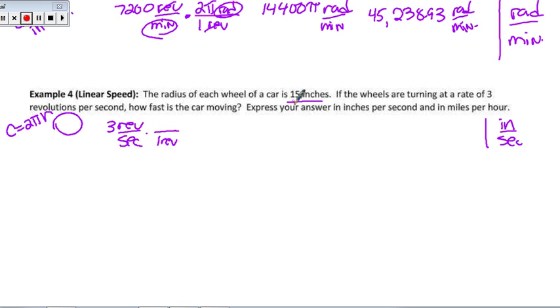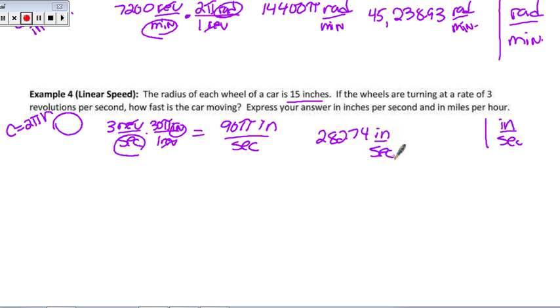So I know that in one revolution, there are 2 pi r inches in the car. Now, the radius here is 15, so that's going to be 30 pi inches. Don't forget you got the pi in there when you're doing your calculations. Revolutions cancel out. I'm left with inches per second, which is great. So that's 90 pi inches per second, and that turned out to be 282.74 inches per second.